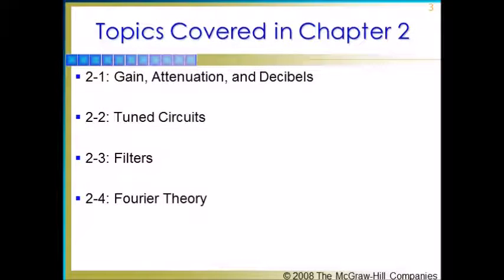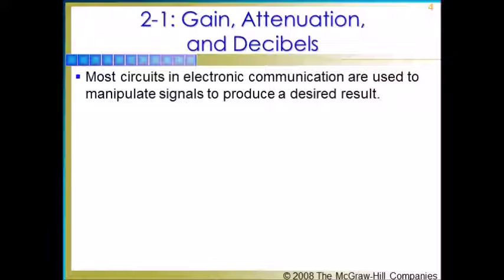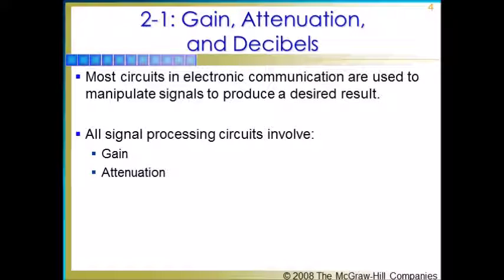The topics covered are gain, attenuation, and decibels. Second is tuned circuits. Next is filters, and lastly is the Fourier theory. Most circuits in electronic communication are used to manipulate signals to produce desired results, and these signal processing circuits all involve gain and attenuation.